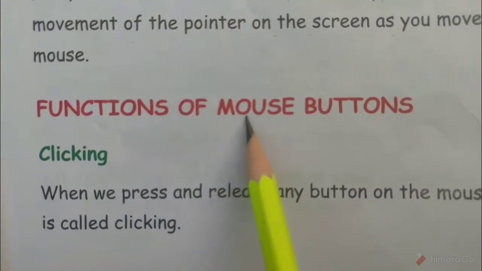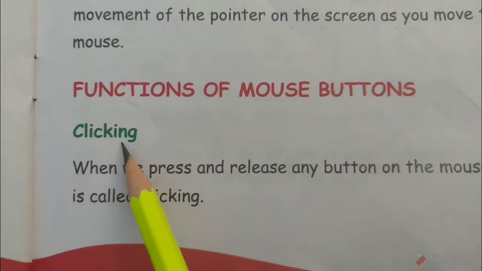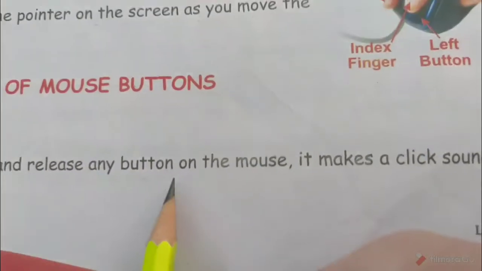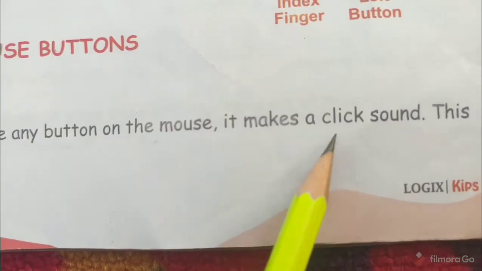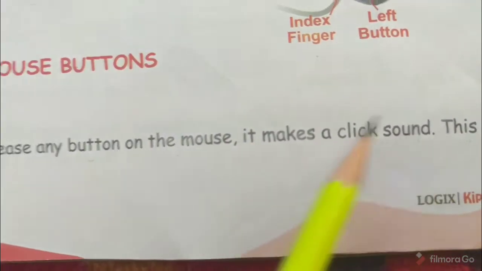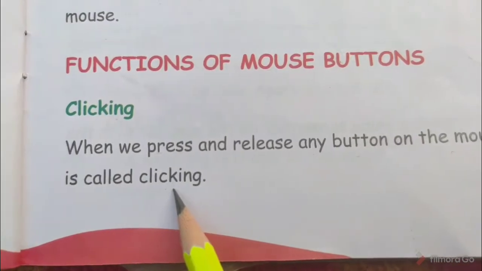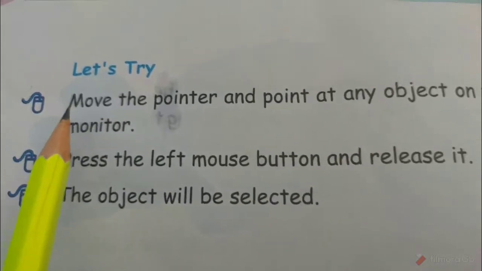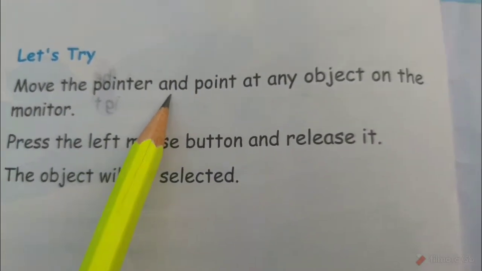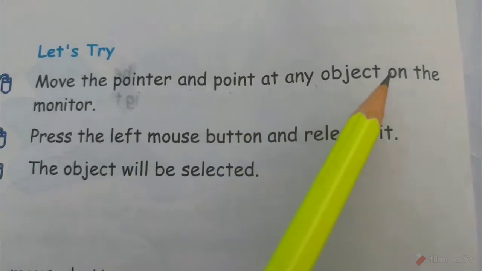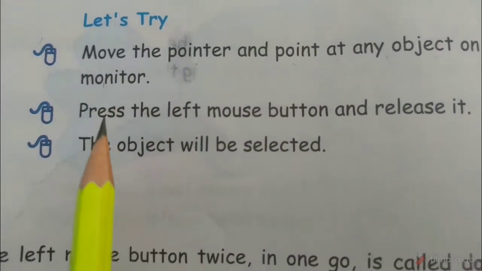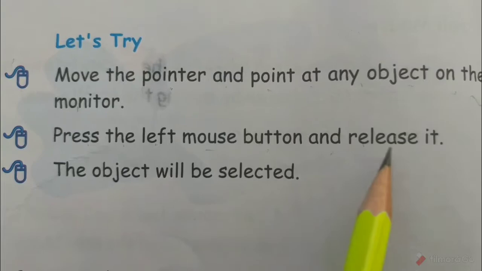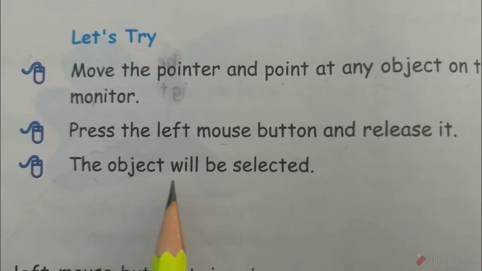Functions of mouse buttons. Clicking. When we press and release any button on the mouse, it makes a click sound. This is called clicking. Let's come to the next page, children. Let's try. Move the pointer and point at any object on the monitor. Press the left mouse button and release it. The object will be selected.